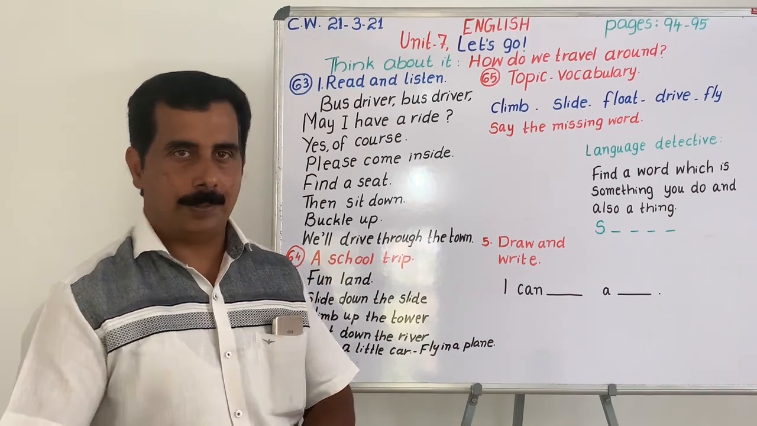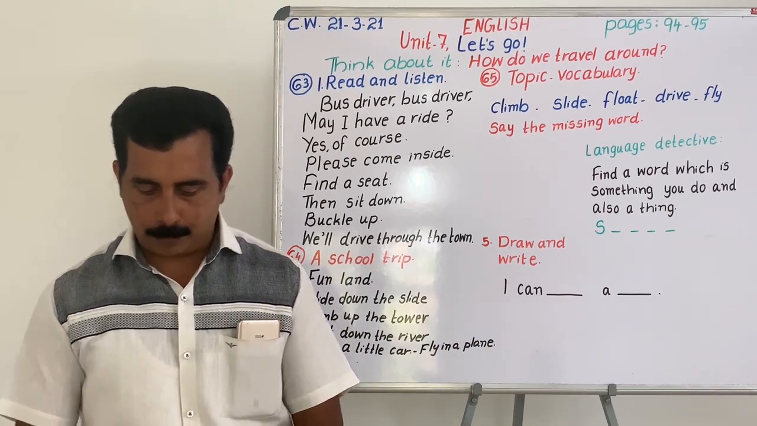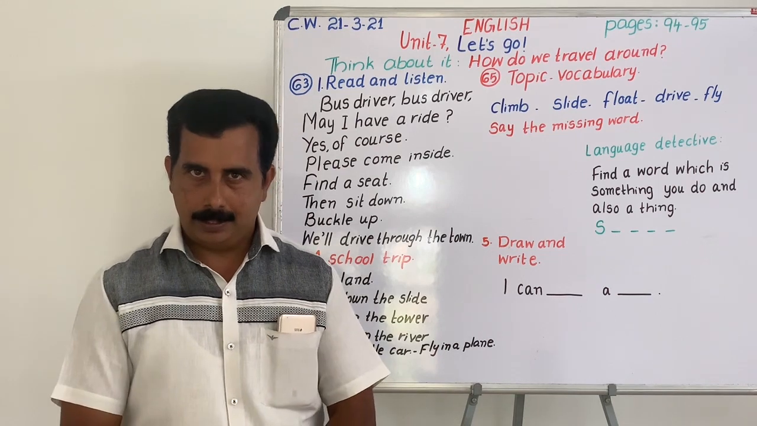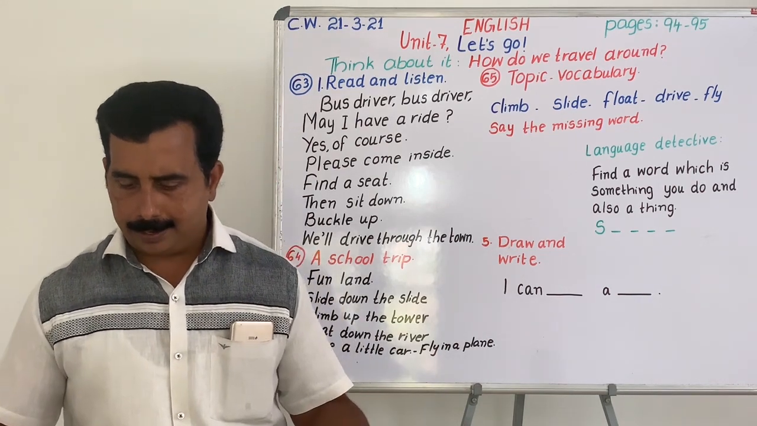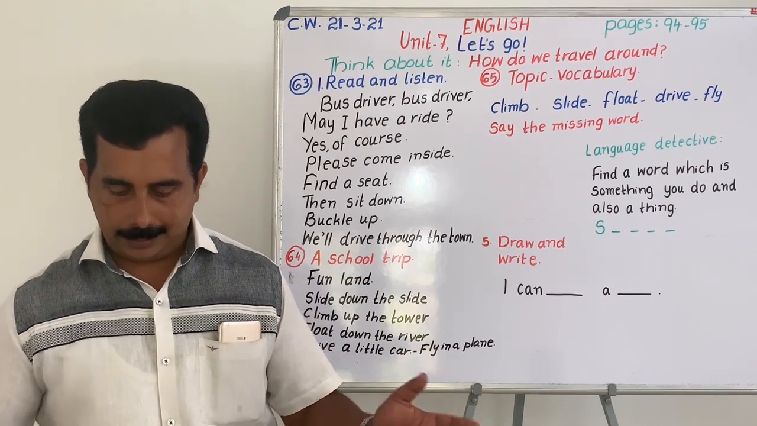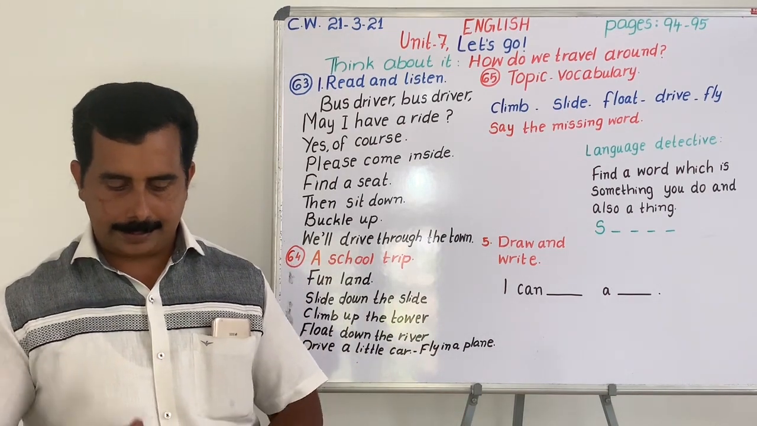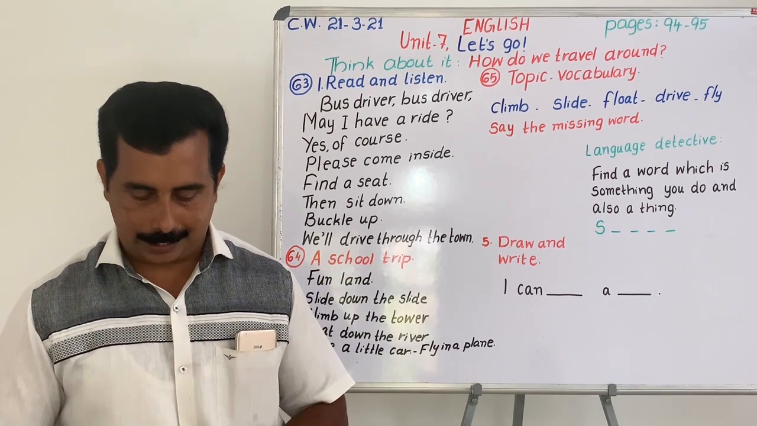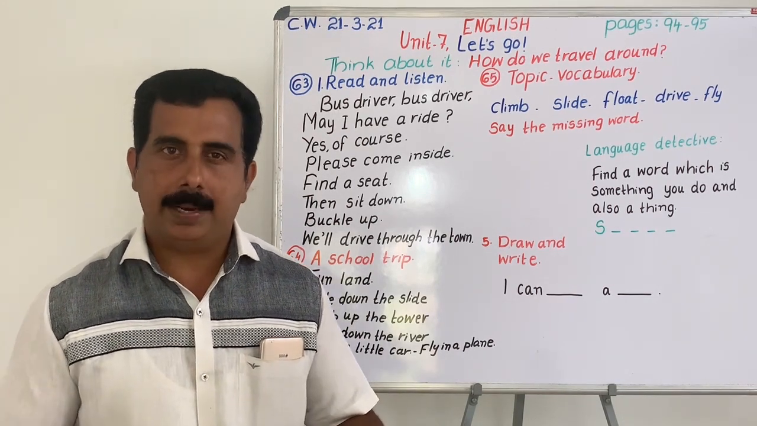Anyhow, they reached. Okay, a teacher and some children are talking about their trip. Okay, the children are talking. Yeah, I can slide down the slide. I can climb up the tower. I can float down the river. I can drive a little car. I can fly in a plane.